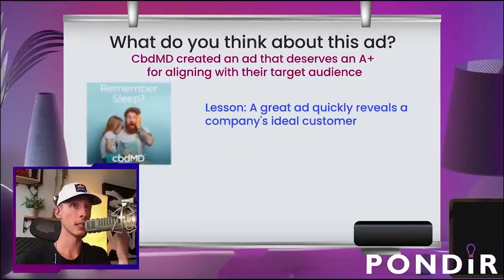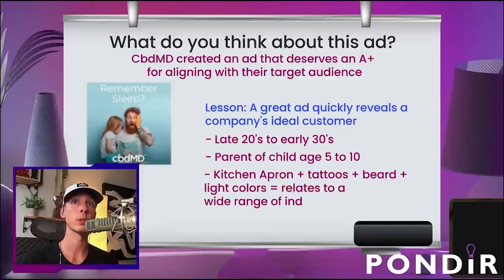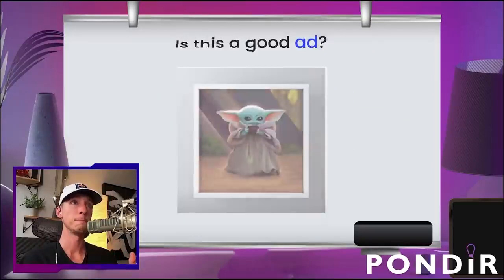So here it is. That's another great thing is before launching ads, scan your competitors, and you're not going to have to spend as much on targeting, on figuring out who your target demographic is. Late 20s, early 30s, parents of child aged 5 to 10, Cajun apron, tattoos, beard, light colors relates to a wide range of individuals. So do you think this is a good ad?